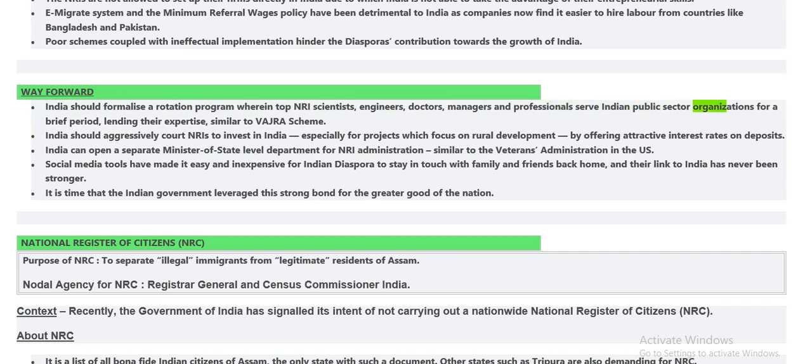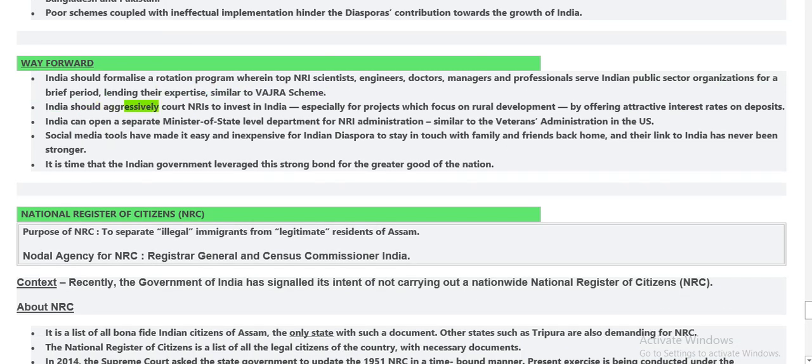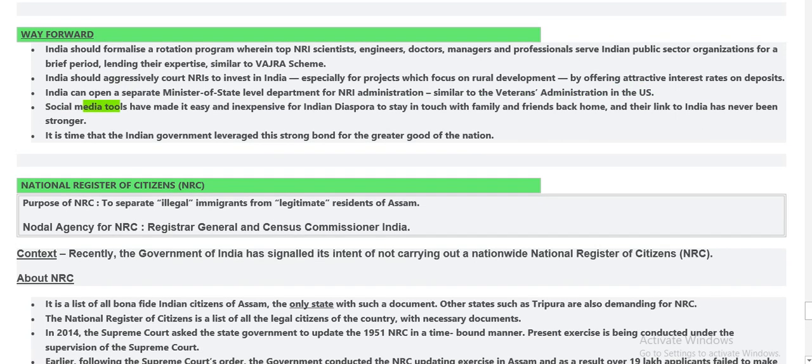Way forward. India should formalize a rotation program wherein top NRI scientists, engineers, doctors, managers and professionals serve Indian public sector organizations for a brief period, lending their expertise, similar to the Vajra scheme. India should aggressively court NRIs to invest in India, especially for projects which focus on rural development, by offering attractive interest rates on deposits.